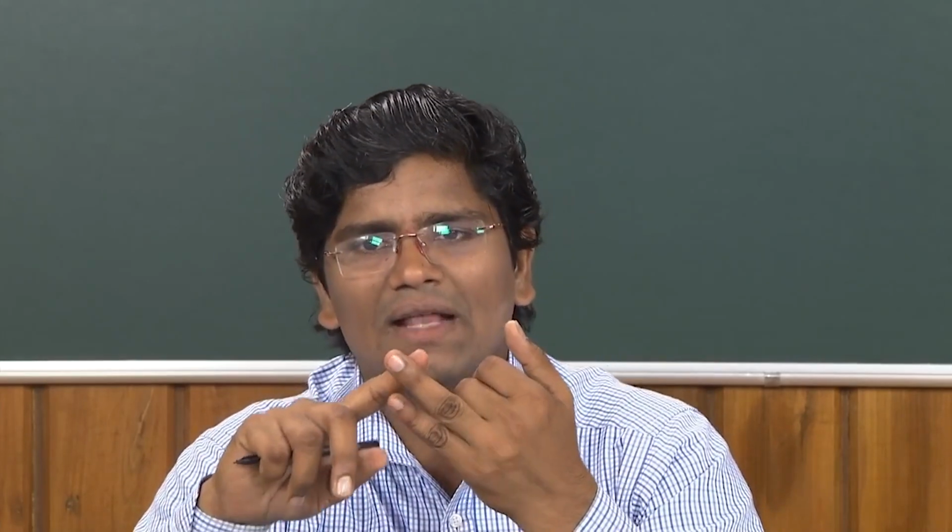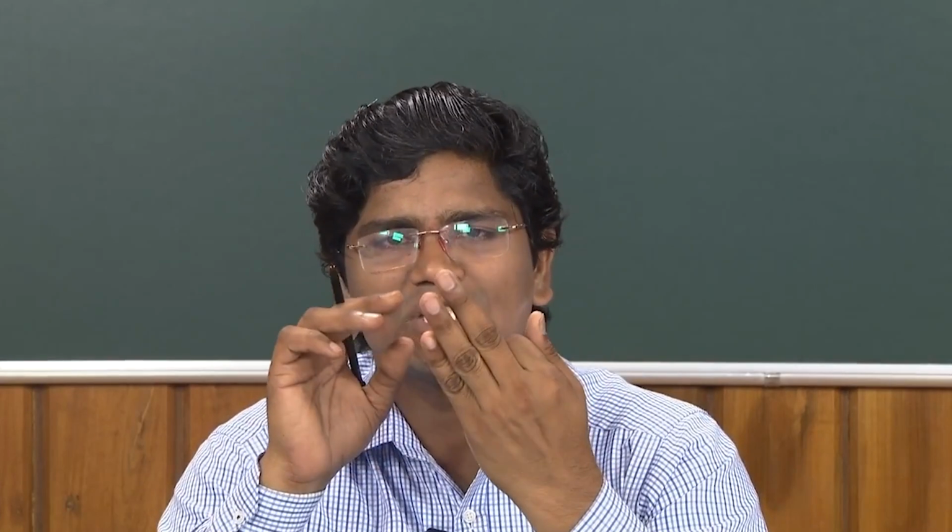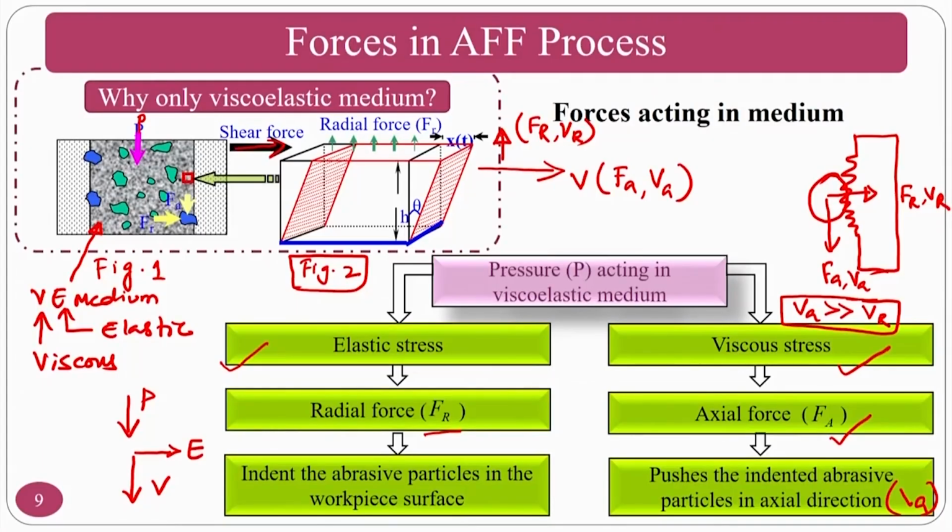Along with the radial force, we consider the axial force and the axial velocity also. So, the viscous stresses give the axial force and move the indented abrasive particle in the axial direction. At the same time, you will also get the axial velocity. So, in abrasive flow finishing you are getting three things: axial force, axial velocity, and radial force. Okay. So, these are the main components for finishing.